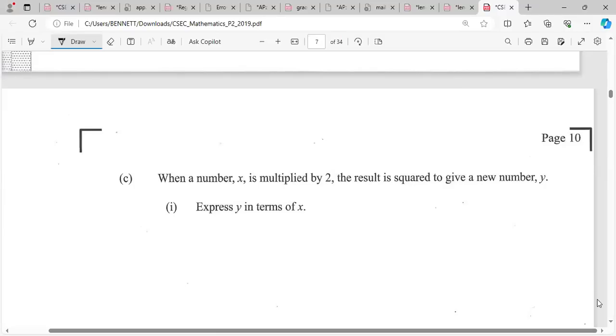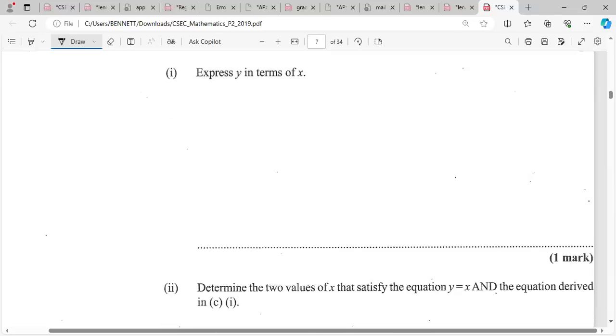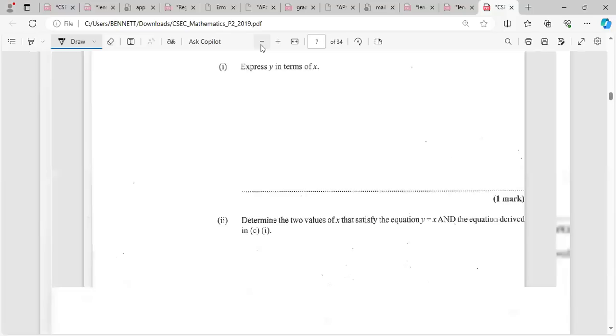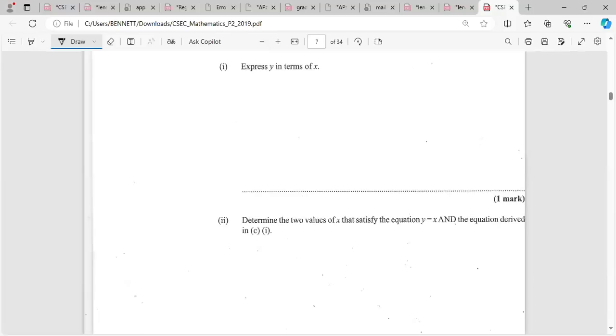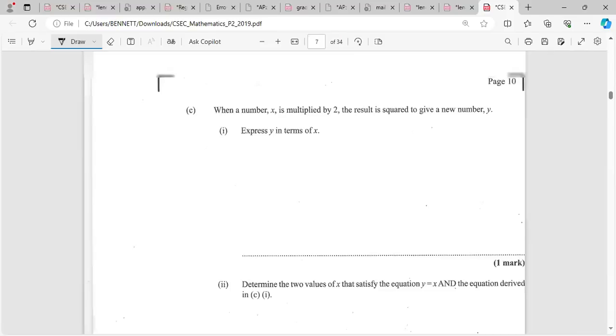All right, this one is an expression. So it says when x is multiplied by 2, the result is squared to give a new number y. Express y in terms of x. Let me say for the next one, the point. Oh, so there are two things, guys. Let me just see if you guys can see both of them at one time. And then we can check it from here. All right, you should be able to see everything here.